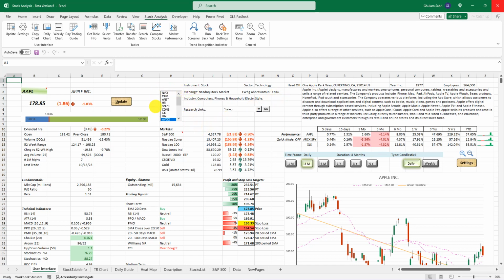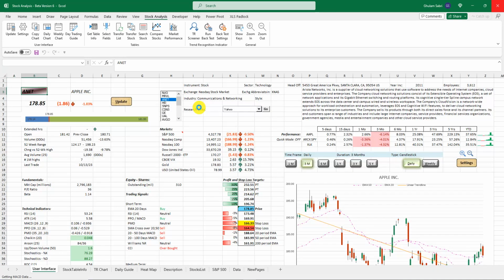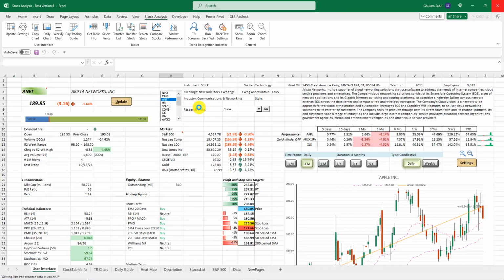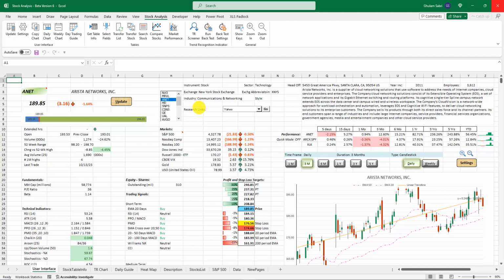Over here we have a small list menu in which we have a number of stocks listed, and we can select any stock and it will update the worksheet based on that particular stock. So let's go ahead and choose ANET stock from here, and it will update the worksheet. You can see the cell B3 is being changed, the colors are changing, and as soon as it is done, it will return to the normal light green color.